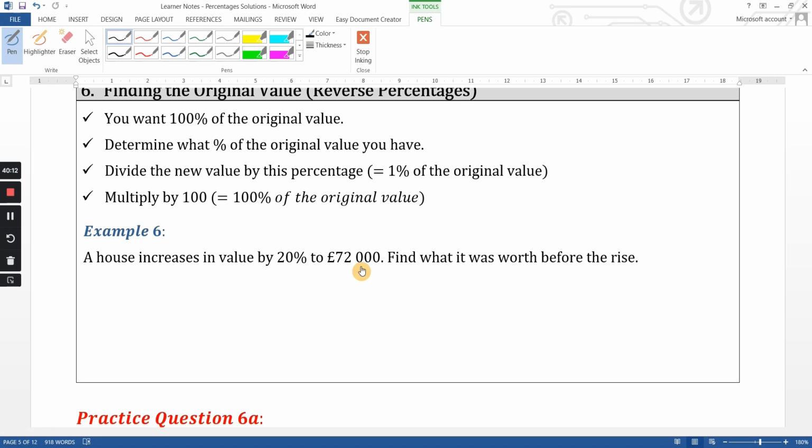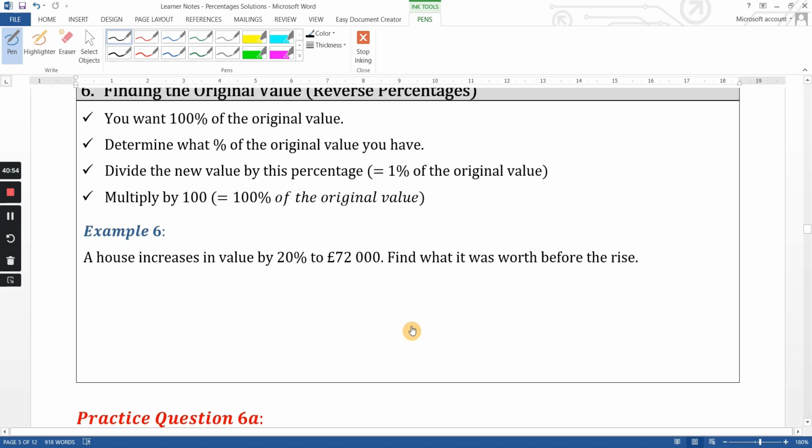And a lot of people would think, oh, let's just work out 20% of this, take it away, there's my answer. Not correct. You can't do it that way, I'm afraid, because it's not 20% of this. They did 20% of the original value, which we don't know, and they added it on to the original value, which we don't know, and they got £72,000. So you can't do 20% of the new value, because it's 20% of the original, which is going to be different to this, isn't it?